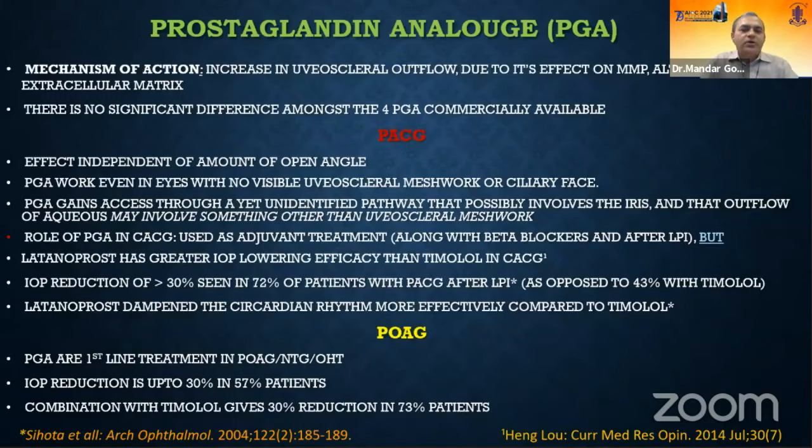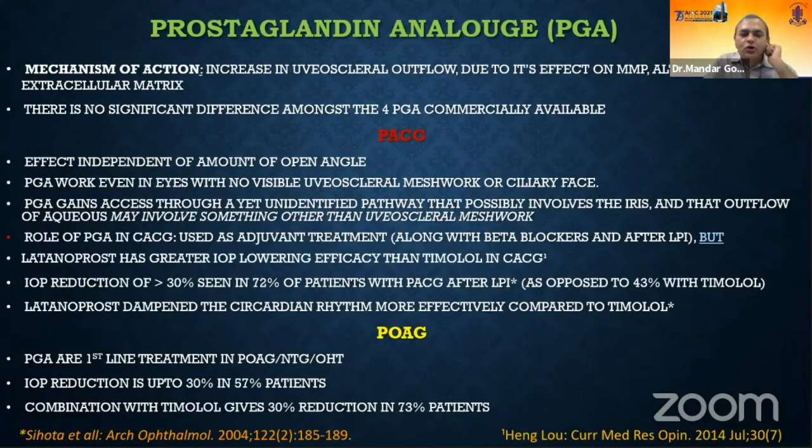Now, coming to the prostaglandin analogs, they increase the uveoscleral outflow due to their effect on the matrix metalloproteinases, and thereby change the extracellular matrix. There is no significant difference among the 4 PGAs commercially available as far as effects are concerned. In PACG, its effect is independent of the amount of open angle, and it works even in eyes with no visible uveoscleral meshwork or a ciliary face. The prostaglandin analogs gain access through a yet unidentified pathway that possibly involves the iris, and that outflow of aqueous may involve something other than the uveoscleral meshwork.